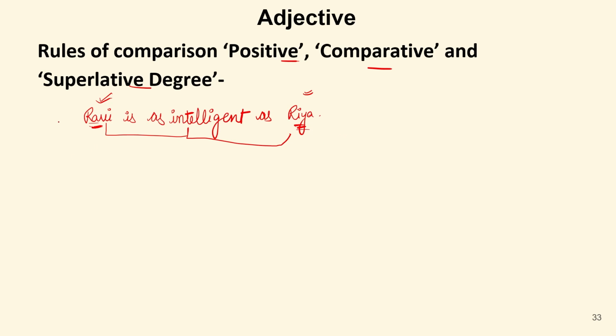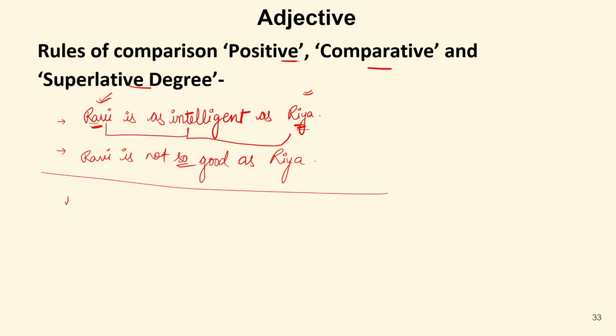If I want to write it in a negative form, I can write like Ravi is not so good as Riya. Now look at this sentence. Here I have used the word so. So and as are together used to make the sentence negative.